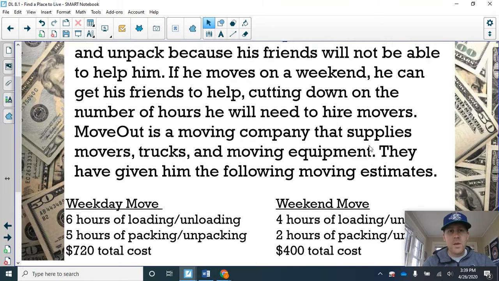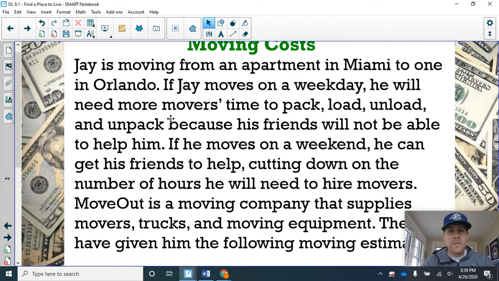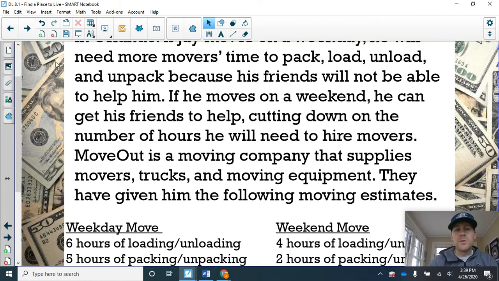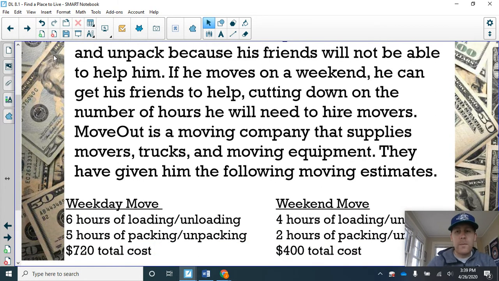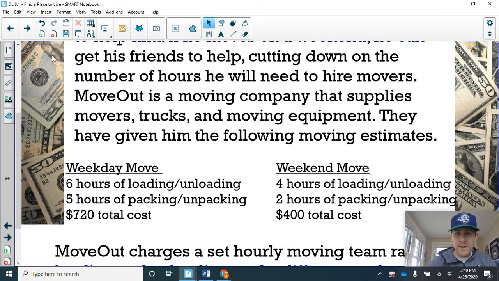Okay. So it says Jay is moving from an apartment in Miami to one in Orlando. If Jay moves on a weekday, he will need more movers' time to pack, load, unload, and unpack because his friends will not be able to help him. But if he decides to move on a weekend, he can get his friends' help, cutting down on the number of hours he will need to hire movers. So Move Out is a moving company that supplies movers, truckers, and equipment. They have given him the following moving estimates.